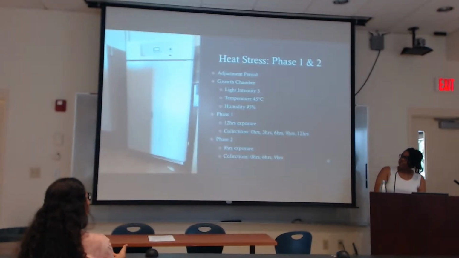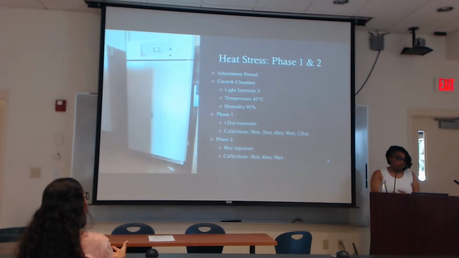And this is how we induce heat stress. This is called a growth chamber. We're able to control the environment in this machine here. And we chose a temperature of 45 degrees Celsius with a light intensity of 3, which means all the lights in the growth chamber were on at the time of this experiment. For our phase 1 plants, they were exposed to 12 hours of heat stress with collections every 3 hours. And phase 2 was exposed to 9 hours of heat stress with collections at 0, 6, and 9 hours.